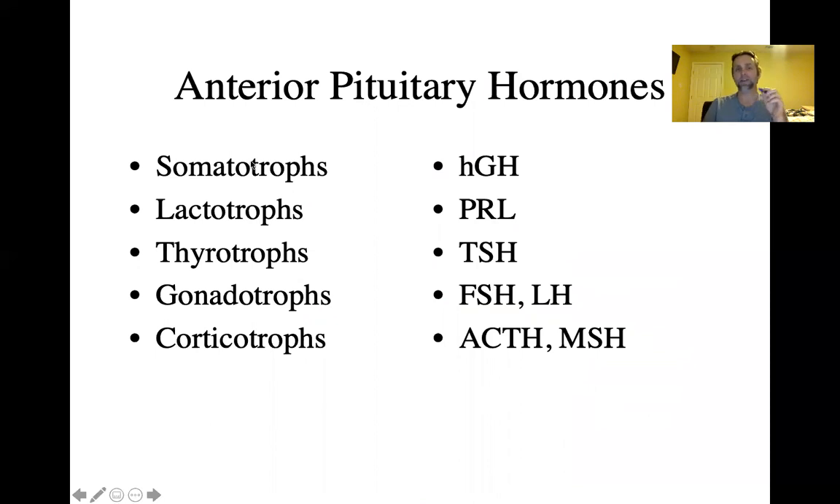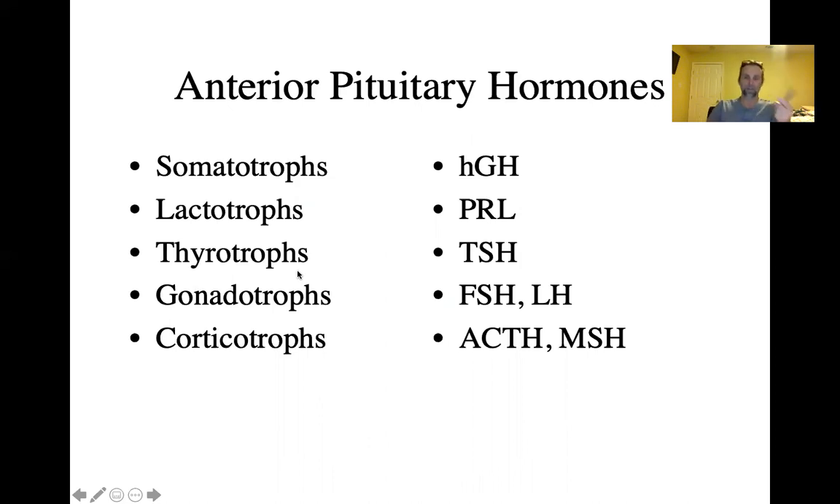So the anterior pituitary has 5 different types of cells in them. They all end with troph. And they make 7 different types of hormones. You see down here, gonadotroph and corticotroph, they each make 2 different types of hormones, right? So there's 7 different hormones made by 5 different cells.